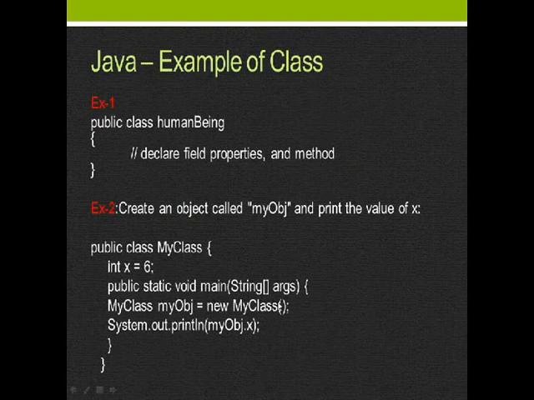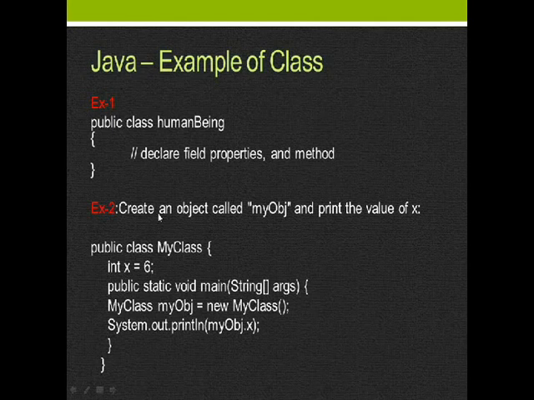Now we may cite some examples of classes. That is example 1. Here Human Being is a class, public class HumanBeing. The class is made public, that is, it is accessible publicly, and inside the class we have to declare fields, properties and methods.